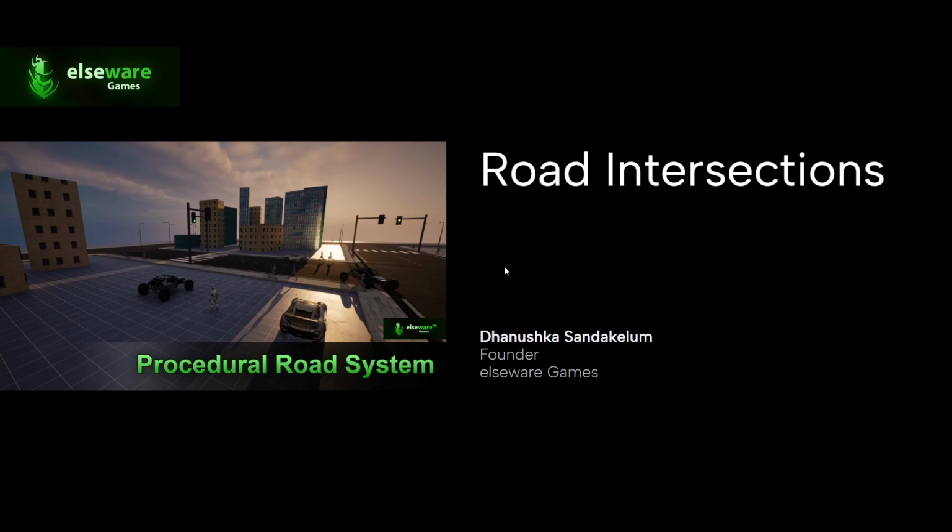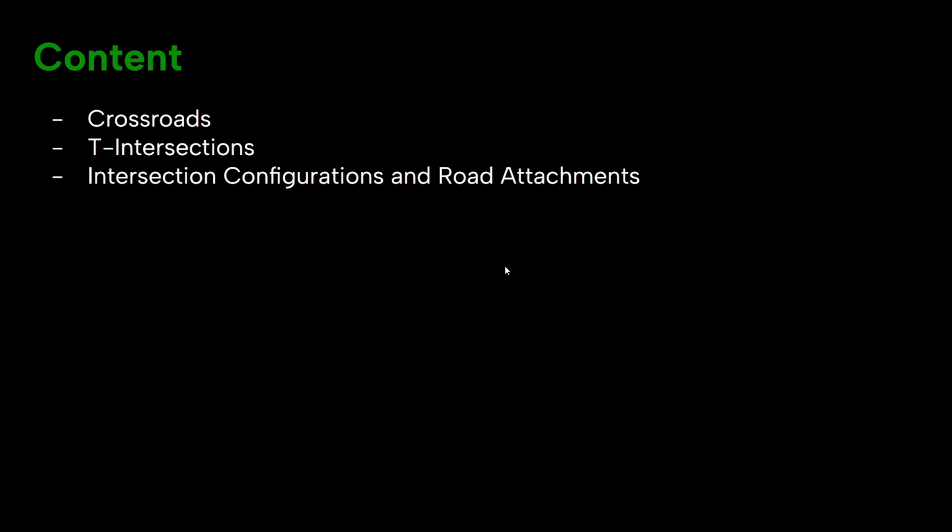So in this session, let's see how we can use the road intersections in our procedural road system. So this is the content. Basically, I'll show you the crossroads and T intersections. These are the two types of intersections that we currently have in our system. Then let's see how we can configure them according to our requirements and how we can attach them to the existing road splines on our level.